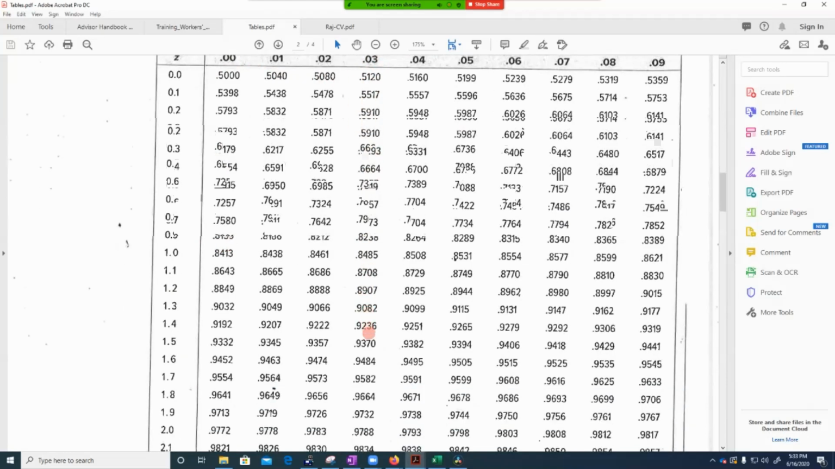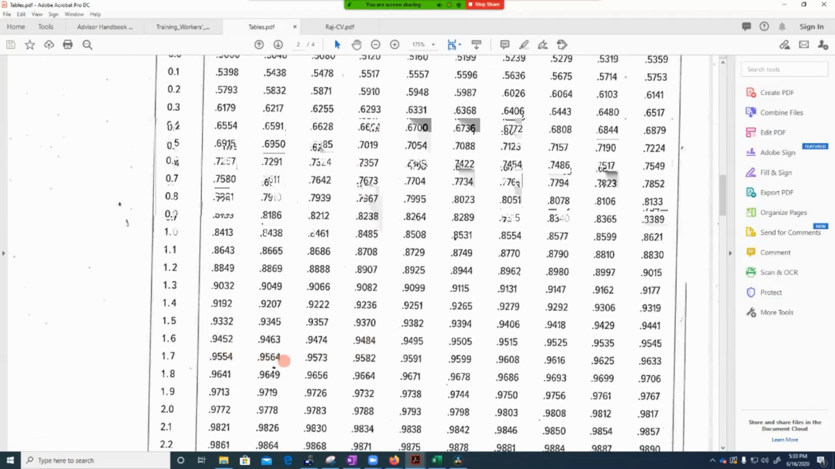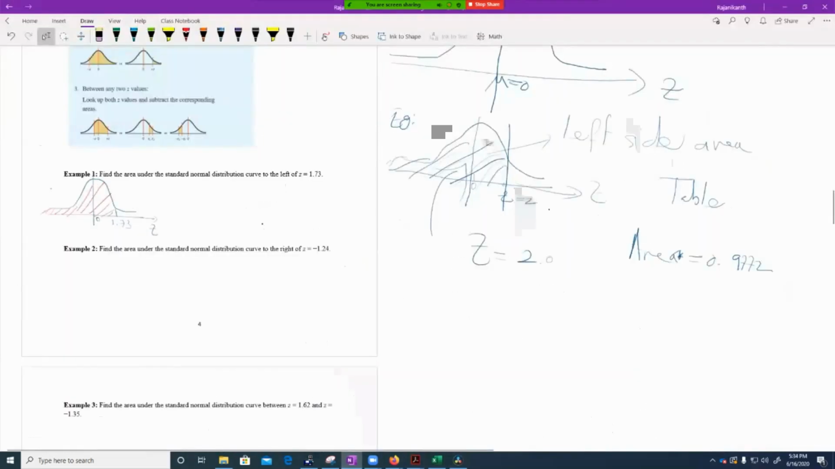So my fourth column with 1.7 is going to be 0.9582. Therefore, the area, the left side area to the given point 1.73, is 0.9582. So this area is 0.9582.